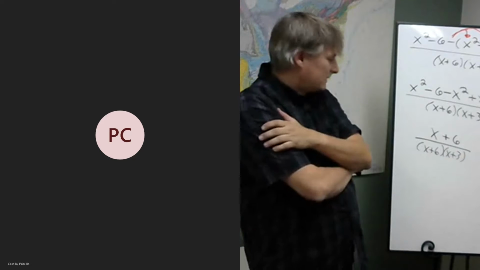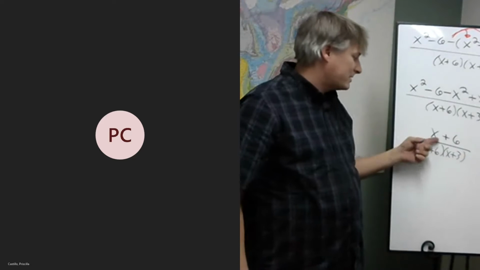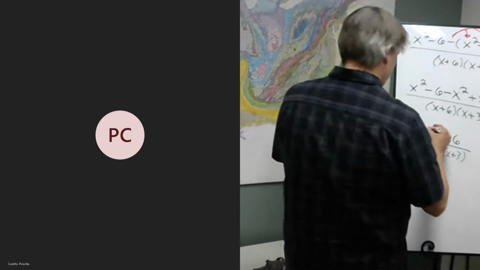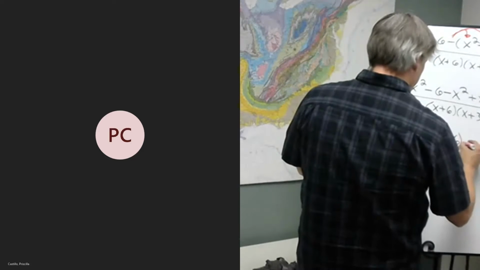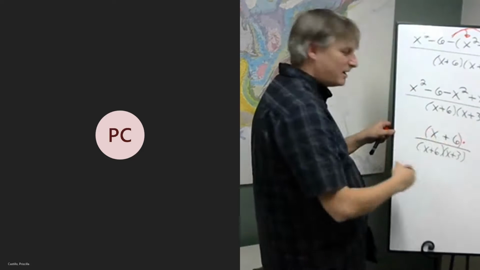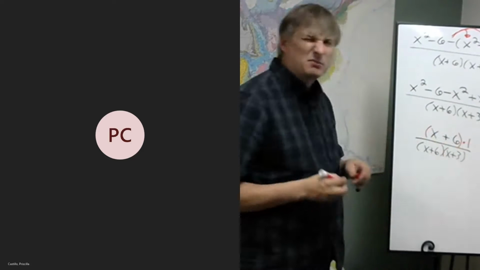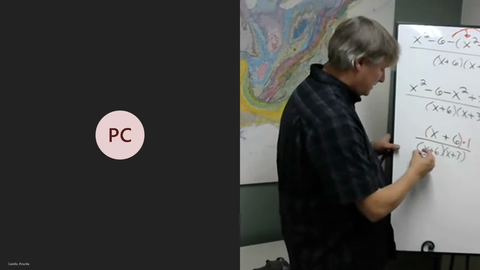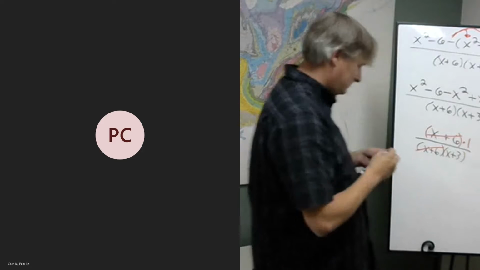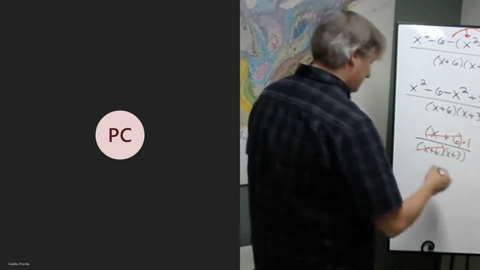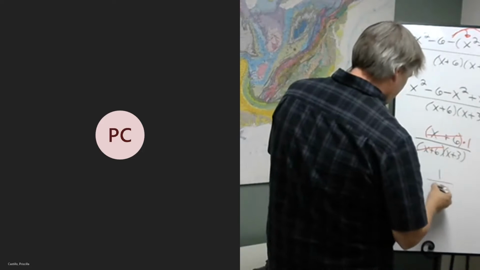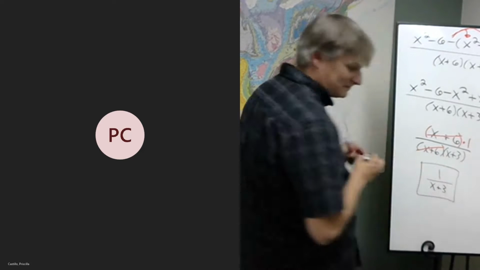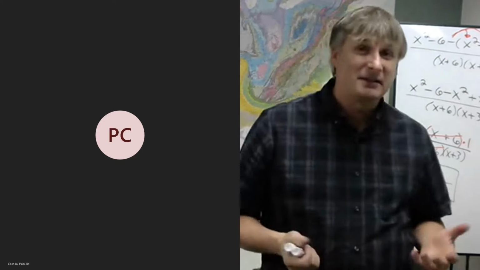Okay, looks good. Now, what we have is x plus 6 and x plus 6 are going to cancel out. So because it's going to wipe out everything on top, I'm going to put in a times 1. You can always put in a times 1. So now those will cancel. And we're left with 1 over x plus 3. And that's it.